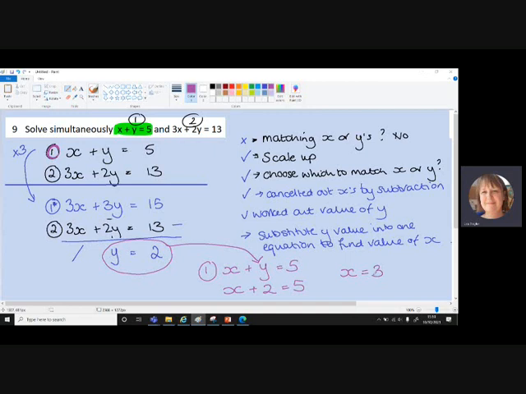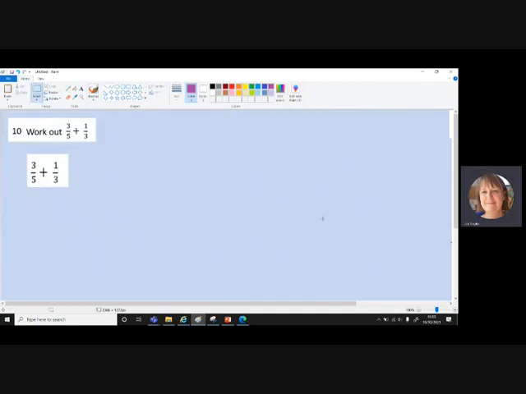And that's now complete. And the final question of the set is to work out 3/5 plus 1/3. When you're adding or subtracting fractions, you cannot simply work across. The bottoms of the fractions, the denominators, have a different value. One is a 5 and one is a 3, which means they can't simply be added working across. What we need to do is make sure that both fractions have matching bottoms or matching denominators. And there's a couple of different methods that you can use to do this.